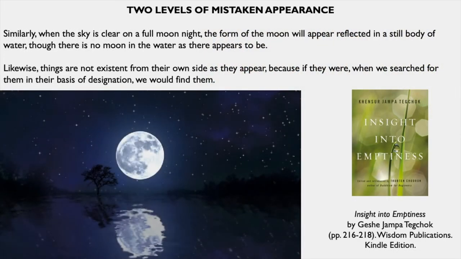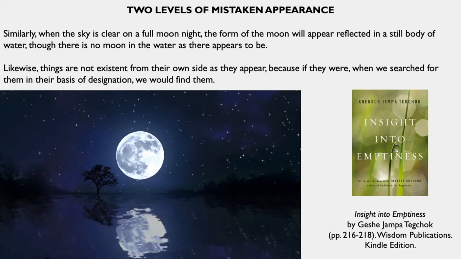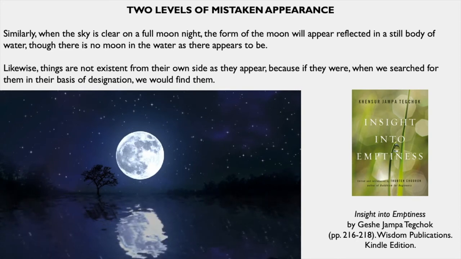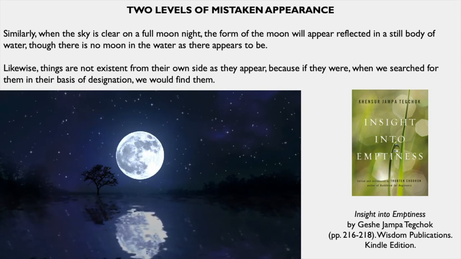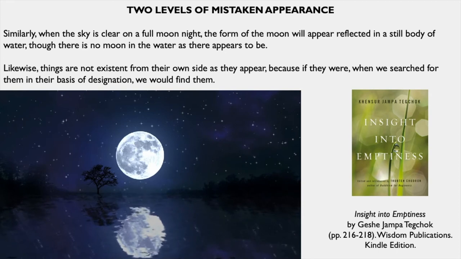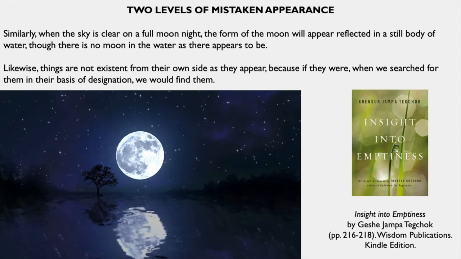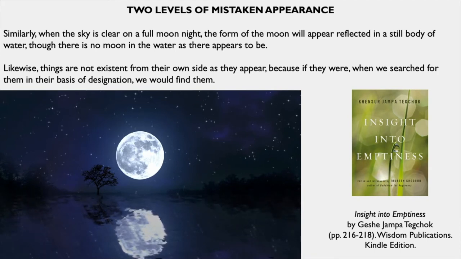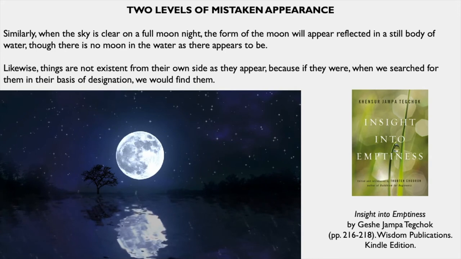Similarly, when the sky is clear on a full moon night, the form of the moon will appear reflected in a still body of water, though there is no moon in the water as there appears to be. Likewise, things are not existent from their own side, as they appear, because if they were, when we searched for them in their basis of designation, we would find them.